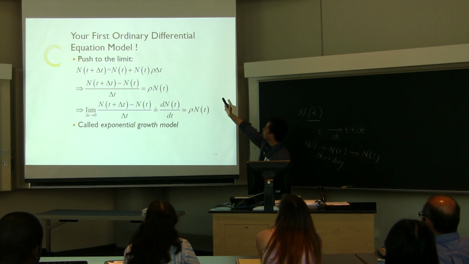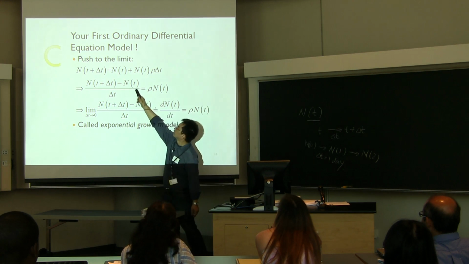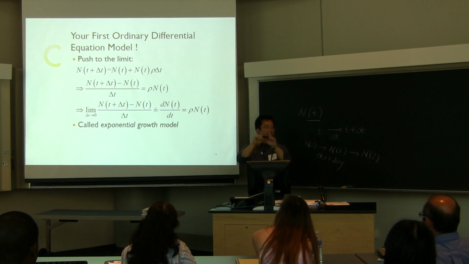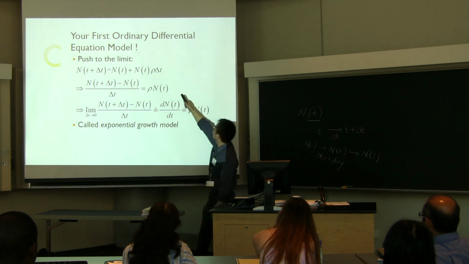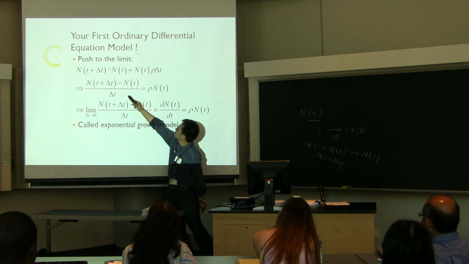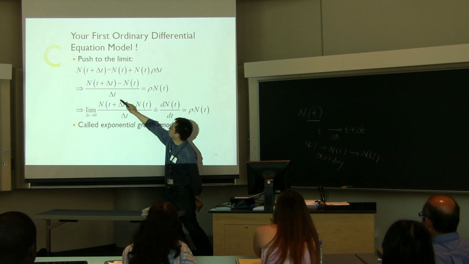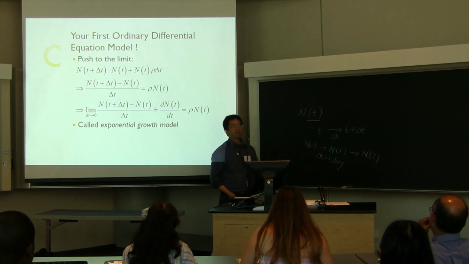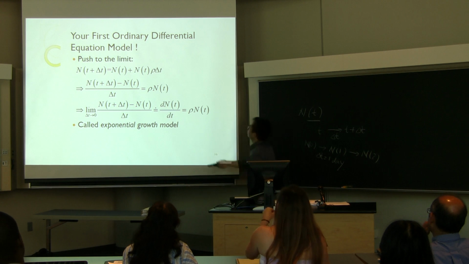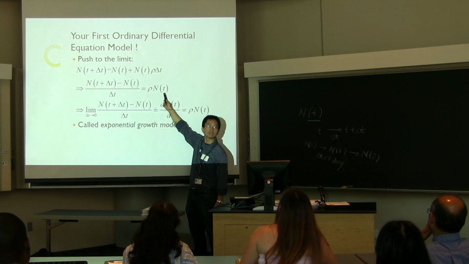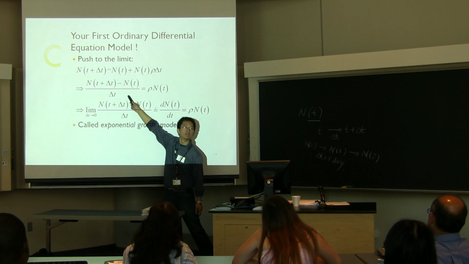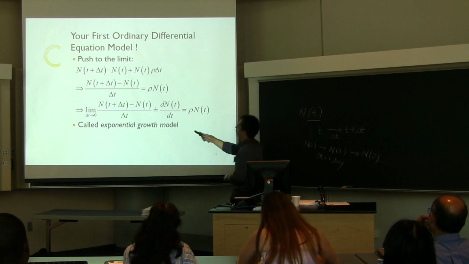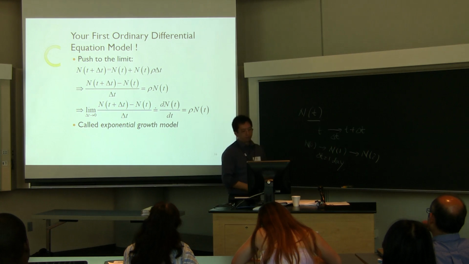Now I move n_t to the left-hand side. So from positive becomes negative, you have to subtract n_t. And then I divide by delta t on both sides. So what you get is the change during delta t is equal to rho multiplied by n. So now delta t is gone from the right-hand side. Delta t only shows up on the left-hand side. Okay. So now if we let delta t go to 0, what's that?